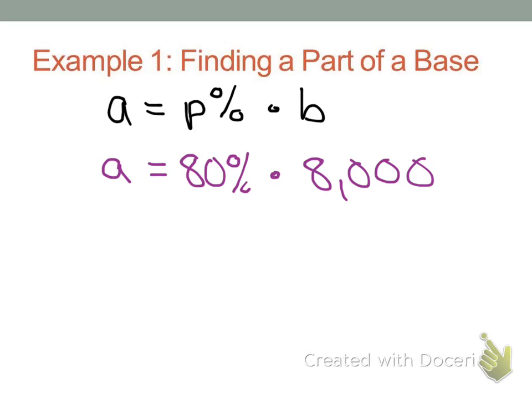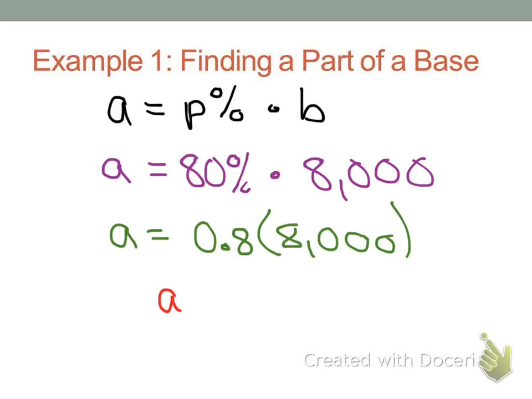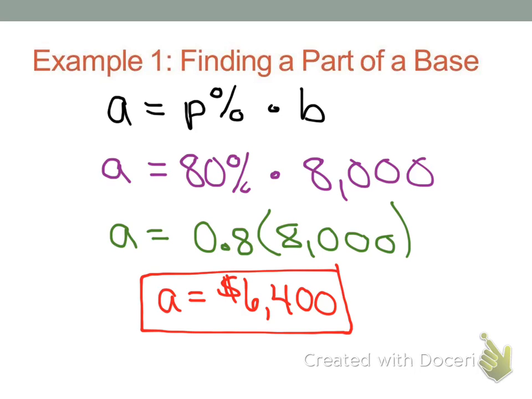But can I just multiply 80 times 8,000? What do I need to do to my percentage before I can multiply it by any number? Alicia? I need to write it as a decimal, and that's what we learned yesterday. So what is 80% as a decimal? 0.8. Now multiply it by 8,000. And it gives you your answer. Okay? So, in the percent equation, one of the biggest things that you have to remember is if it gives you a percentage, you must change it to a decimal before you multiply. Don't forget that. If you forget, then you're going to get the wrong answer.